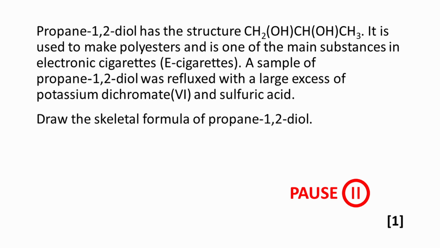Propane 1,2-diol has the structure CH2OH-CHOH-CH3. It is used to make polyesters and is one of the main substances in electronic cigarettes. A sample of propane 1,2-diol was refluxed with a large excess of potassium dichromate(VI) and sulfuric acid. Draw the skeletal formula of propane 1,2-diol.